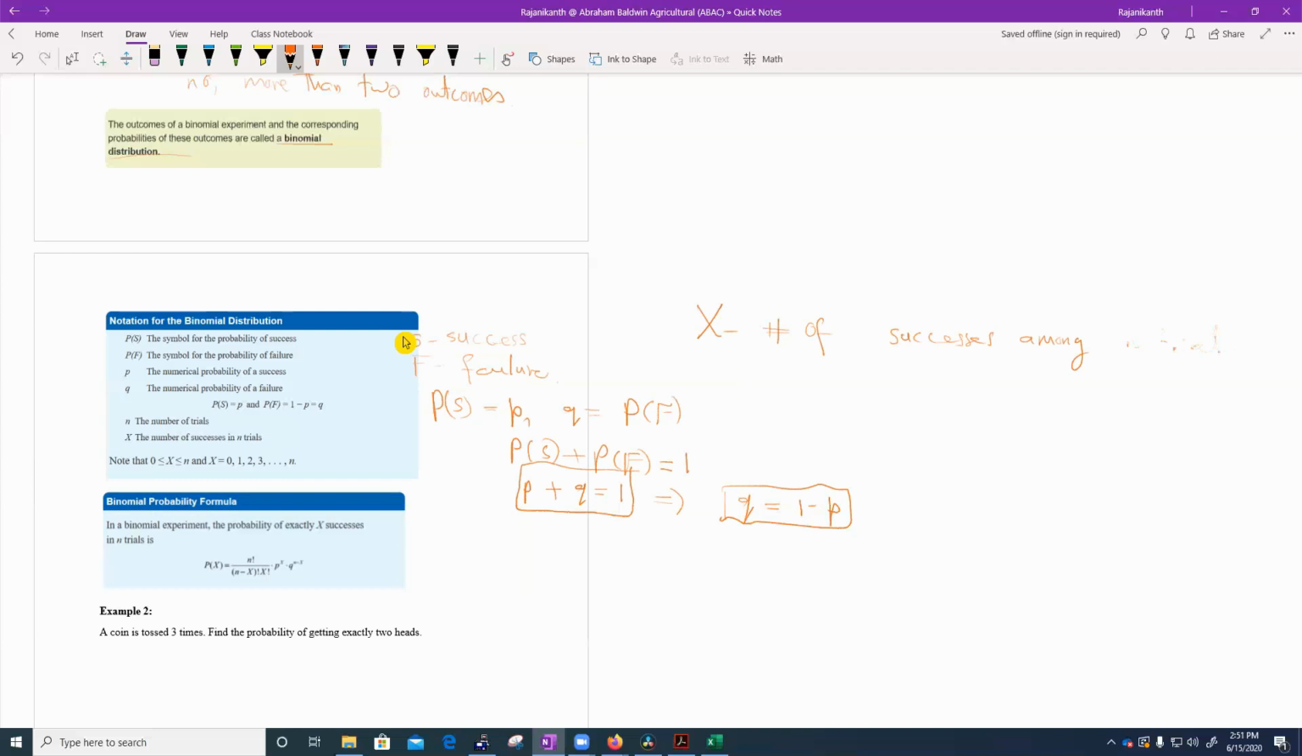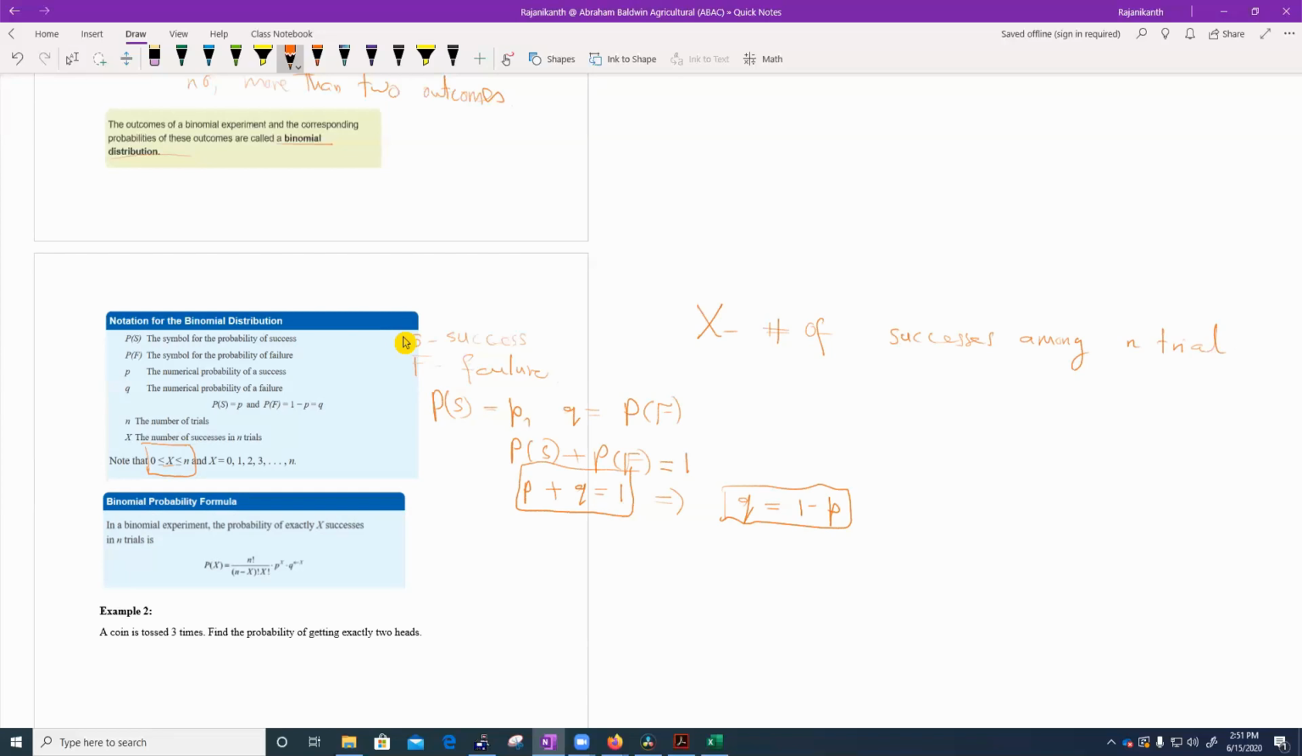X is simply the numbers, positive integers. So therefore, your x is supposed to be between 0 and n. N is the total number of trials, so your x cannot exceed that, right? So your x may be 0. That means you did not succeed in any trial. So x is all whole numbers, integers from 0 all the way to n. Okay. So be familiar with all these notations, right?